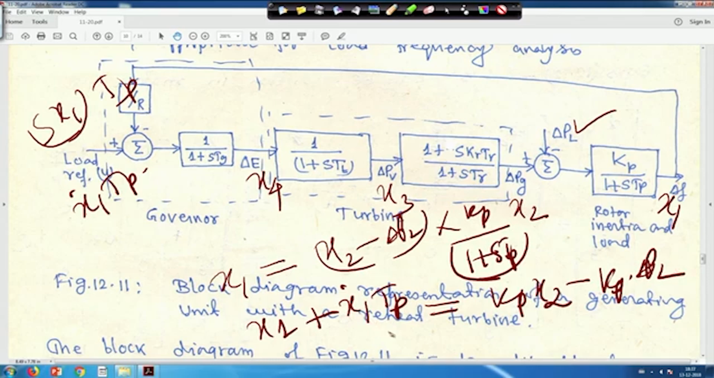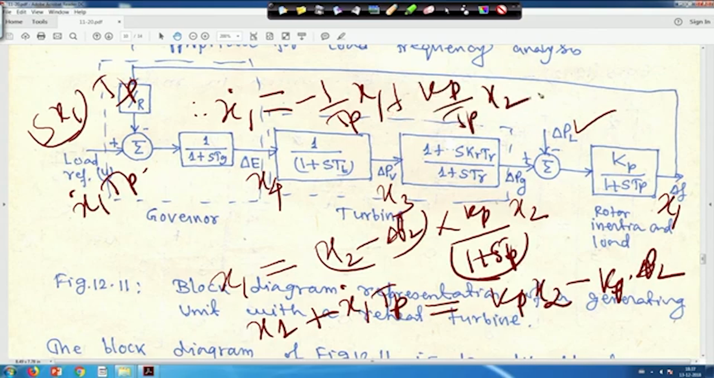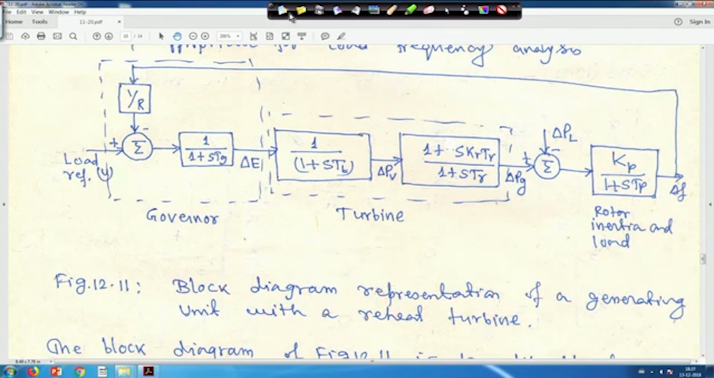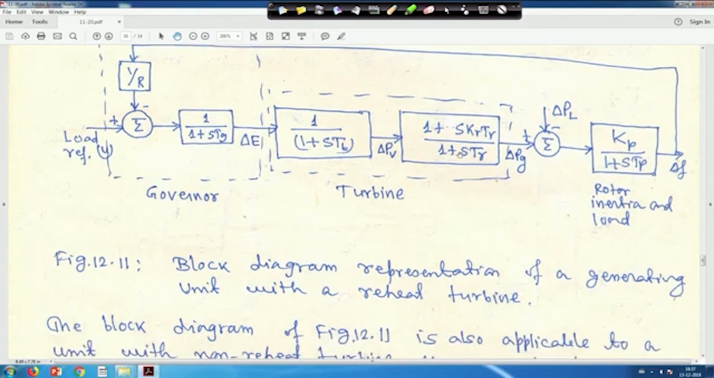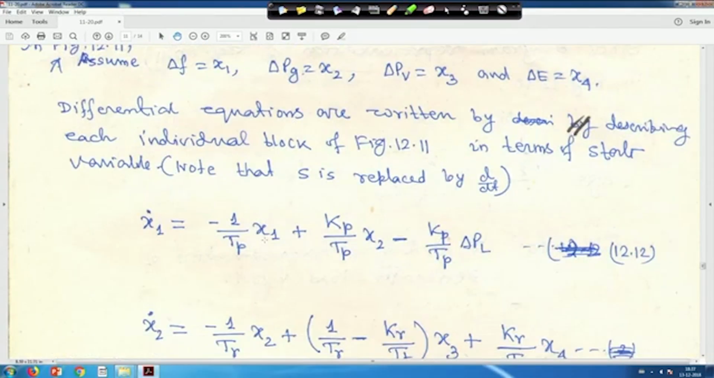Therefore, from here you can write your x1 dot. The x1 will go to the right hand side and divide by Tp, it will be minus 1 upon Tp x1 plus Kp upon Tp x2 minus Kp upon Tp delta PL. This way you can write. So, that is why we have written x1 dot is equal to minus 1 upon Tp x1 plus Kp upon Tp x2 minus Kp upon Tp delta PL, equation 12, right.